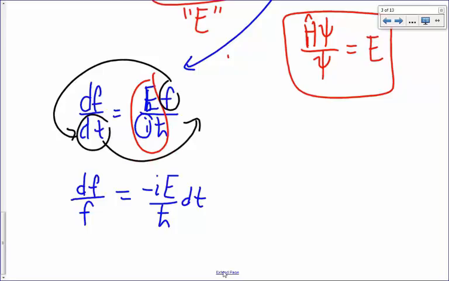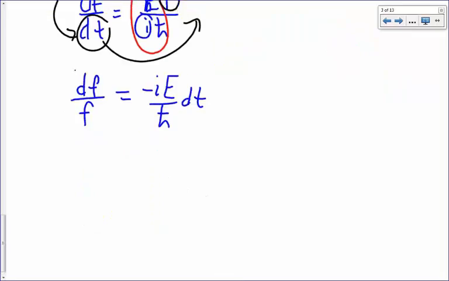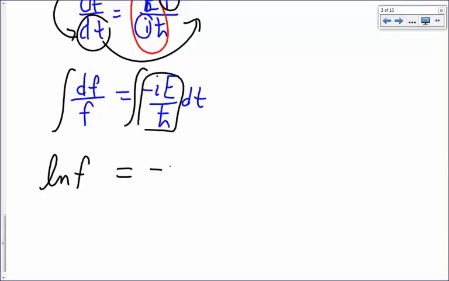Okay, what you have here is called a differential equation. You integrate both sides, you get the function. So if we integrate both sides, what's the integral of df over f? ln of f. And iE over h bar is a constant. I can pull it out. Minus iE over h bar. What is the integral of dt? It's t. Right? Plus an integration constant. We'll combine the integration constant from both sides. We'll just have one integration constant. Okay?